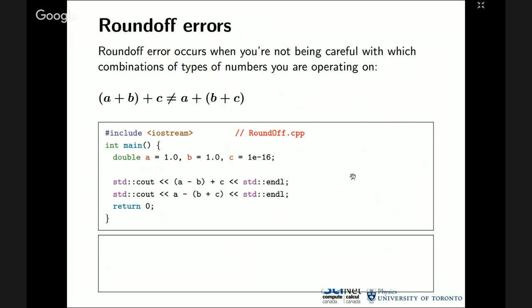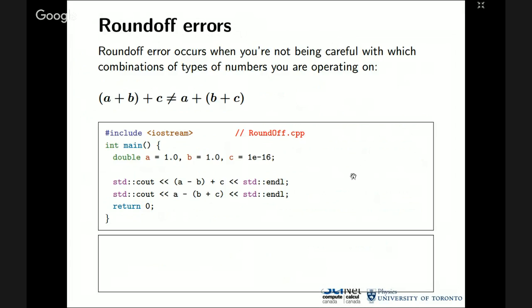Okay. Other type of errors, random errors. And this one is also very interesting. It's kind of fun. So you have three numbers, A plus B plus C. And surprisingly, changing the order in which you add those numbers won't match. If I add A and B first and then C, it's not the same as adding B and C first and then adding A. Why is that? Let's take an example.